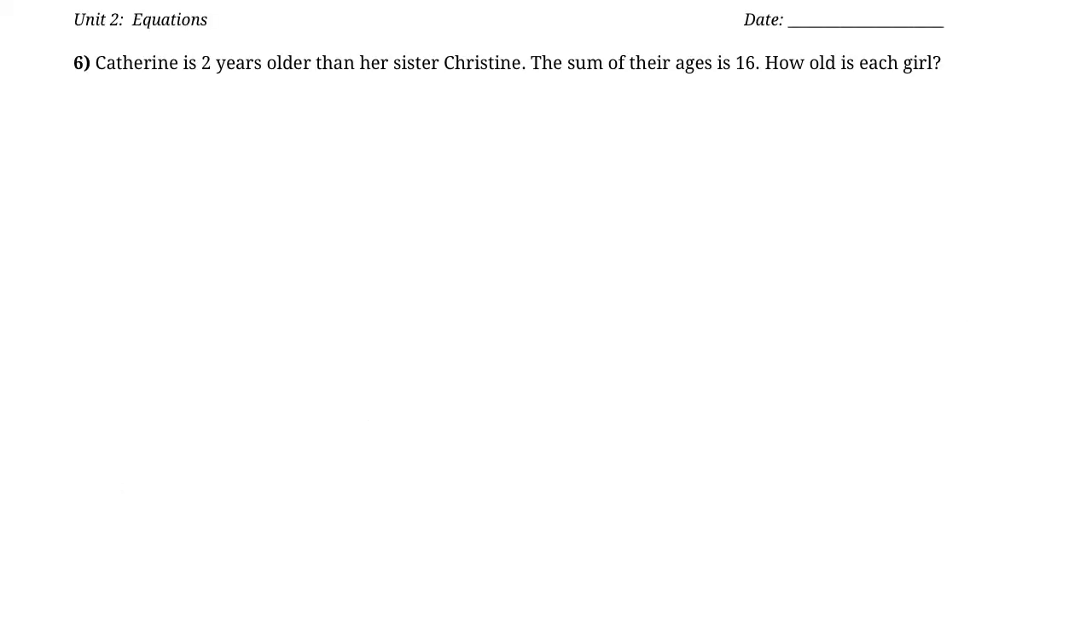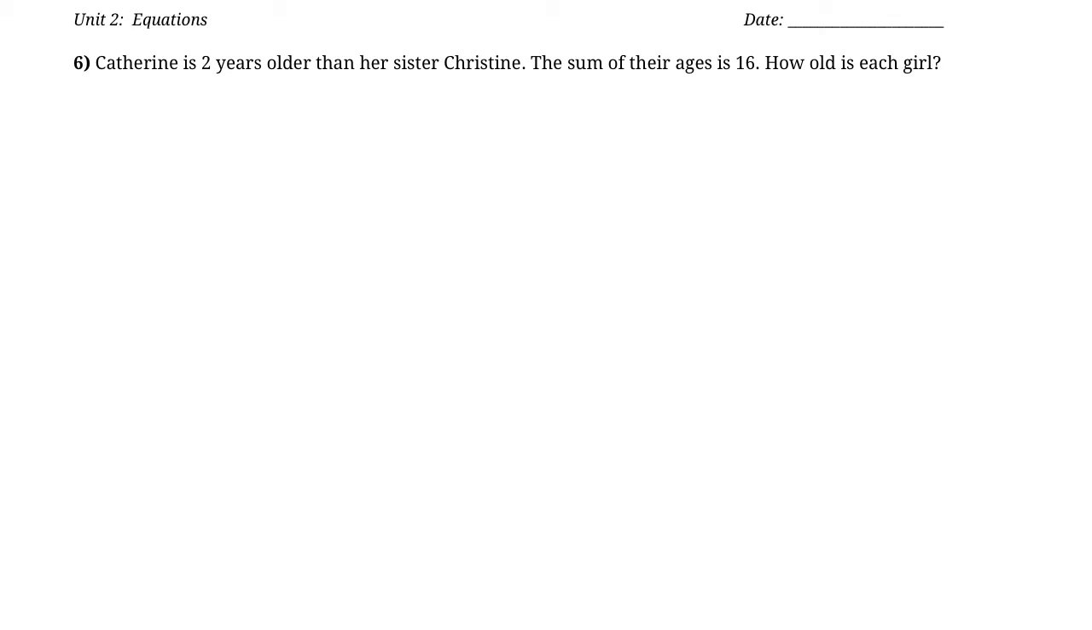One of the most common types of word problem questions that involves algebra are questions where you need to determine someone's age. In question number 6, we are told that Catherine is 2 years older than her sister Christine. The sum of their ages is 16. How old is each girl?